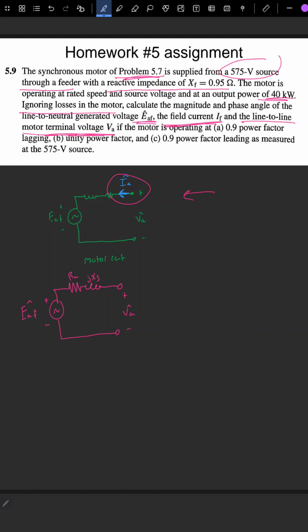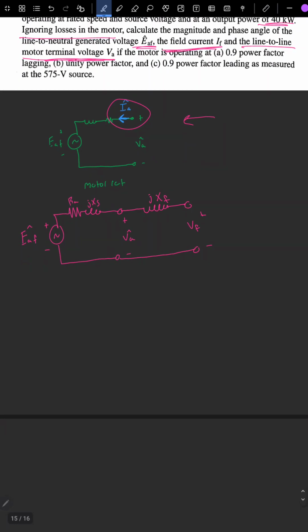But what did it add? It said it's adding a feeder. The output is going through a feeder with a reactive impedance of XF equals 0.95. Reactive, so we know it's a J, we know it's an X. There's no R. It doesn't say anything about an R, so we just think R is 0. So now we're going to extend this branch. There's going to be no R, just another impedance. And then here we have the feeder voltage. We're going to have JXF. So that's all it is. We're just adding another separate branch.